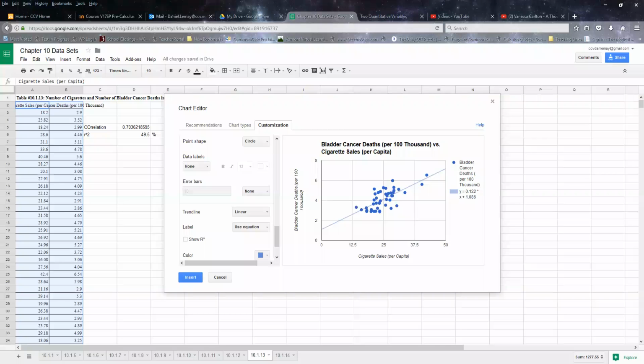So here is a situation where there is a positive association between cigarette sales and the bladder cancer death rates. I'm seeing the equation of the least squares regression equation. The trend line also has a positive slope, and that always happens if you have a positive association. You're going to have a positive slope on your regression equation, your LSRE.